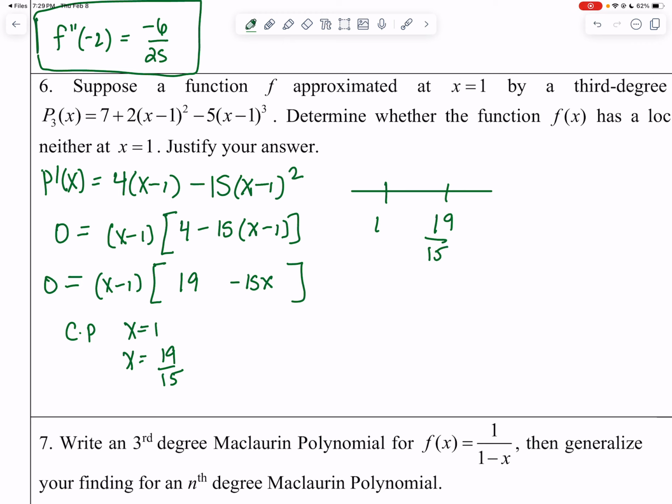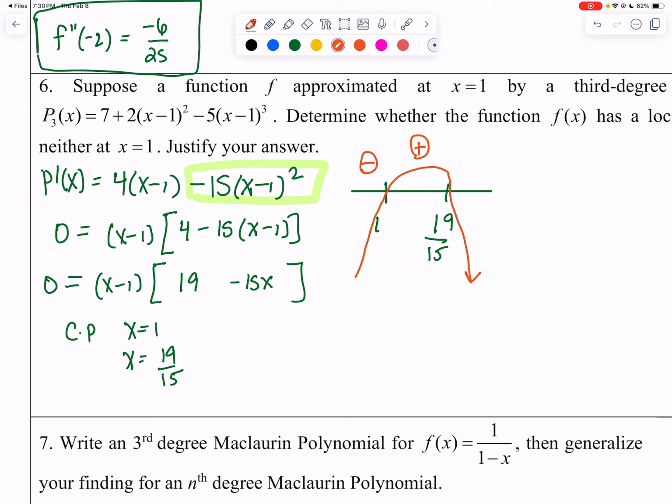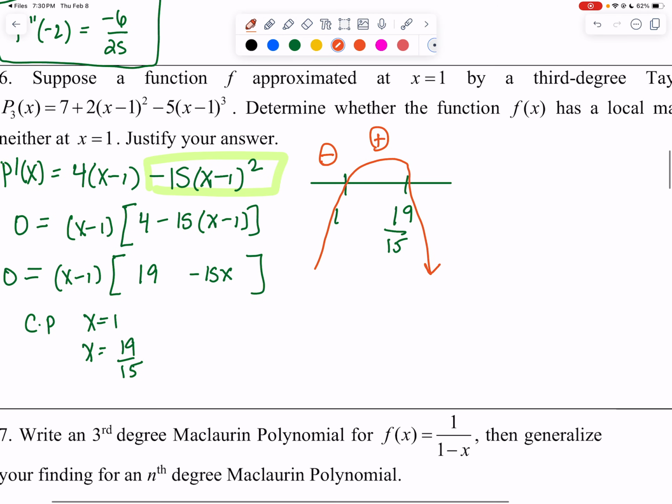Now, here's your next trick. I'm not going to plug in 0, and I'm not going to plug in some number that's between 1 and 19 over 15 because I don't know what 19 over 15 is. But what I do know is the end behavior of this lovely quadratic function right here. This quadratic function has a negative leading coefficient, which means my parabola is going to open down. So it's going to look like this, which means that I have negative and positive, which means that at x is equal to 1, I'm going to have a local minimum.